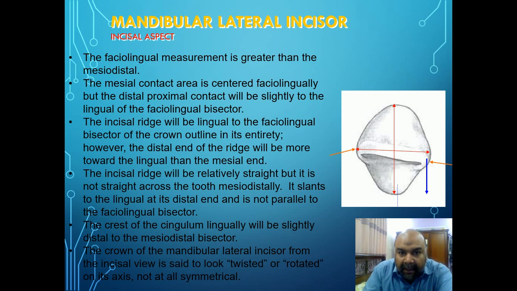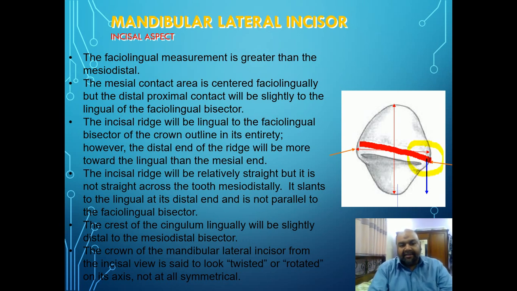Okay, so the mandibular lateral incisor in terms of incisal aspect, the facial-lingual dimensions of all the mandibular centrals and the laterals are greater than the mesiodistal dimensions. The mesial contact area is also centered facial-lingually. The incisal ridge will be lingual to the facial-lingual bisector. Another important view, if you just look at the incisal edge, instead of being straight, it is more curved on the distal aspect, and this is because of the distolingual twist. I will show the distolingual twist by this yellow picture.